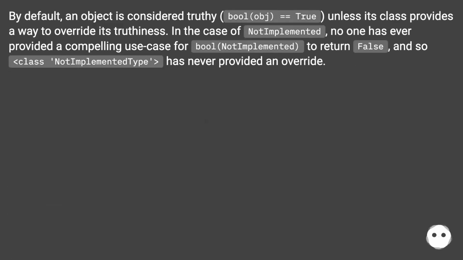By default, an object is considered truthy, bool(obj) == True, unless its class provides a way to override its truthiness. In the case of NotImplemented, no one has ever provided a compelling use case for bool(NotImplemented) to return False, and so has never provided an override.